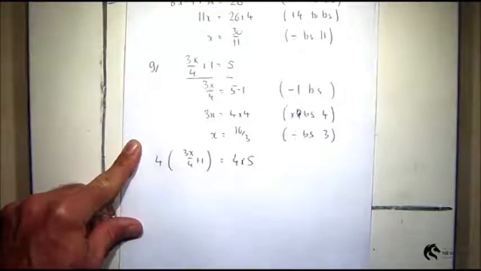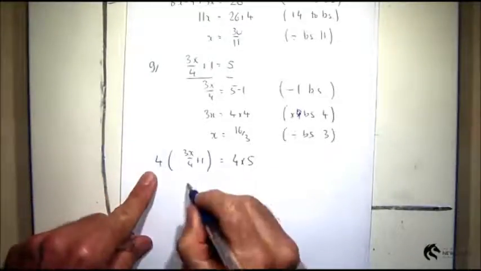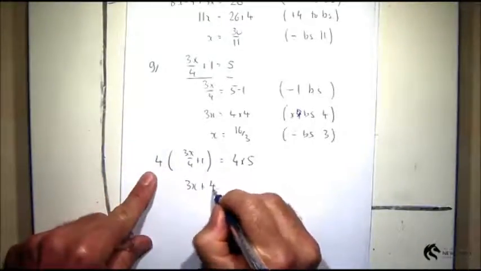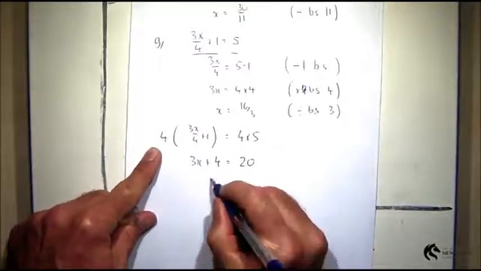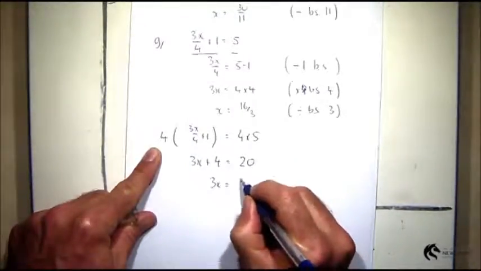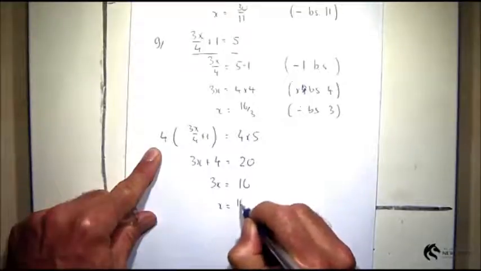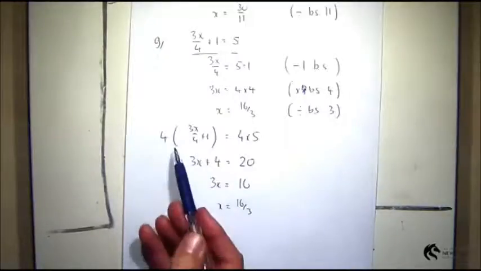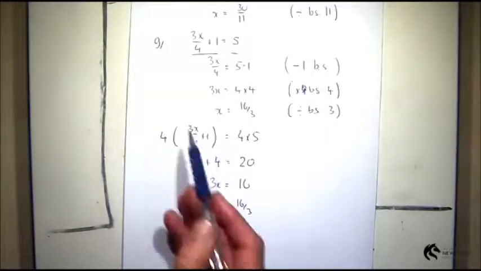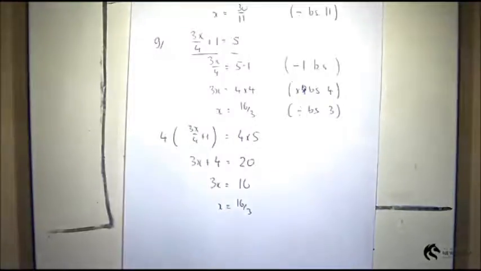And so then when I were to do this, 4 times that gives me 3x. I'd have 3x plus 4 is equal to 20. I would then subtract 4 from both sides, and I get 3x is equal to 16. And x is equal to 16 on 3. But the important thing is you've multiplied both sides. So the whole lot has been multiplied by 4.